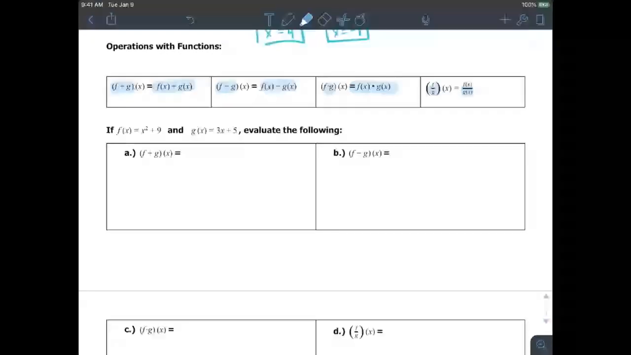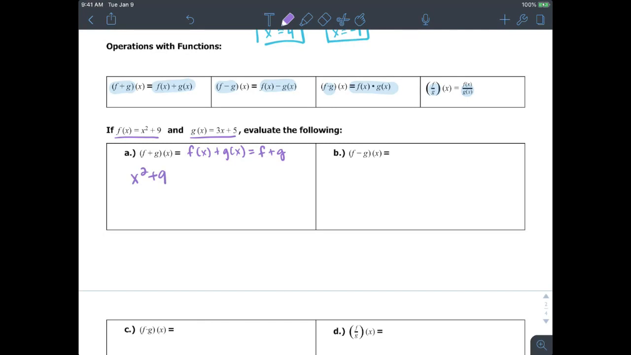So here's an example. We're going to use f of x and g of x here. So f plus g of x is just a fancy way of saying f of x plus g of x. I've also seen it written as f plus g, the function f and the function g. So f is x squared plus 9, and g of x is 3x plus 5. So I'm going to go ahead and add on 3x plus 5. That's my g of x.